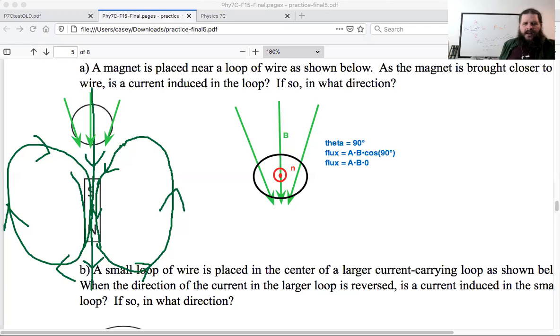So the amount of flux doesn't really matter. The important thing is flux is not changing here. And the fact that there's no change in flux means there's no induced voltage, and therefore no induced current.